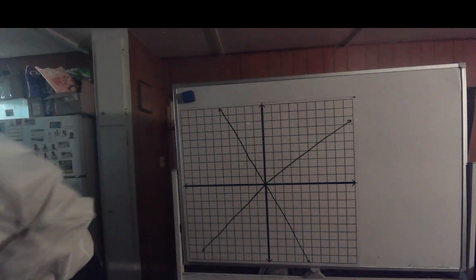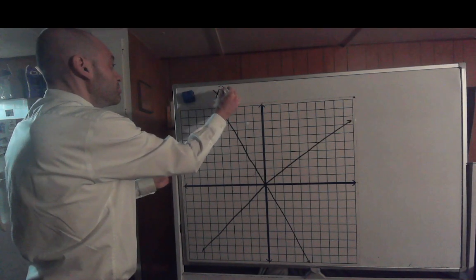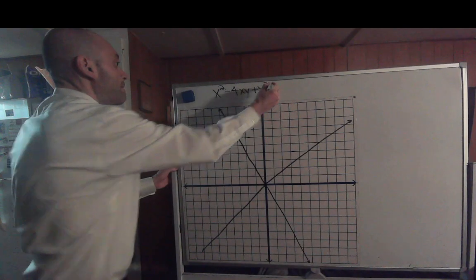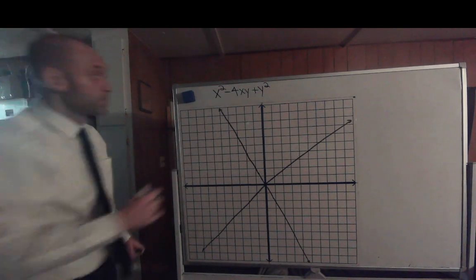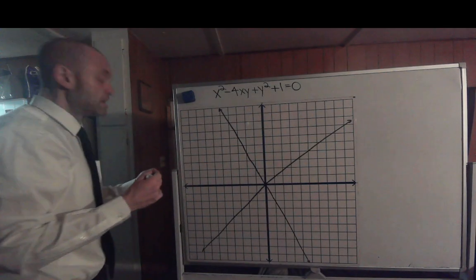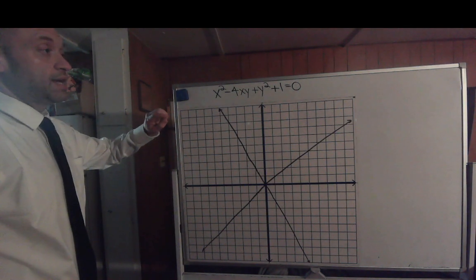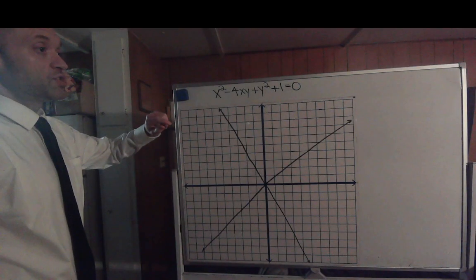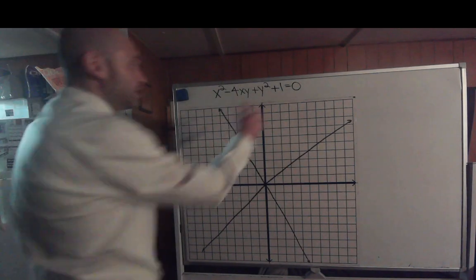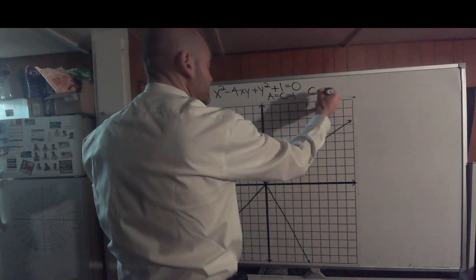So we have x squared minus 4xy plus y squared plus 1 equals 0. Well, it sure looks like a circle, and it actually is in theory. It is a circle, because your A equals your C, and they both happen to equal 1, so A equals C, which equals 1. This is actually a distorted circle.